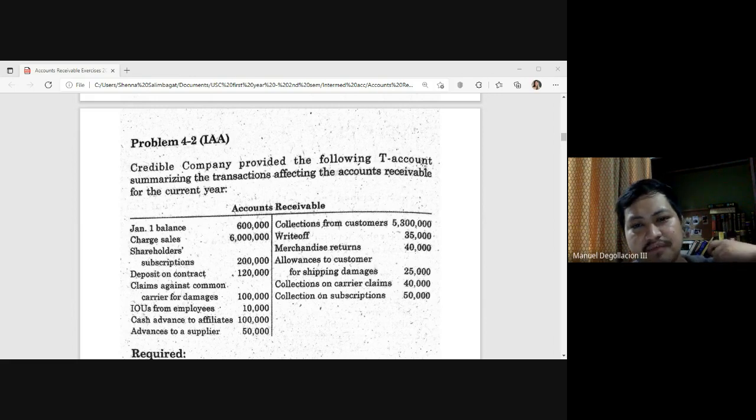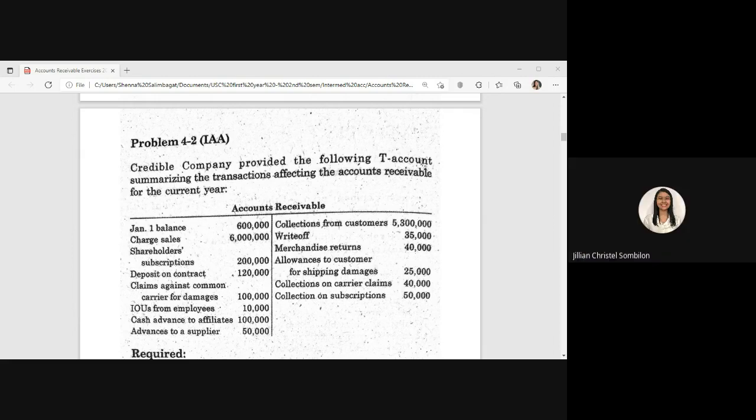And class, never debit sales, class. Never debit sales. Debit sales only if it's a correcting entry. Okay, income accounts should only be credited. Expense accounts should only be debited.